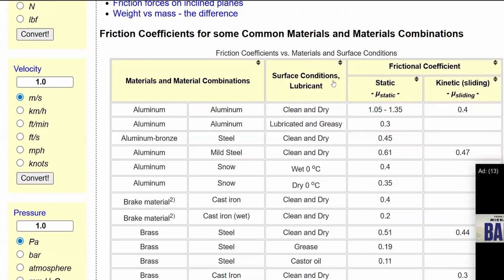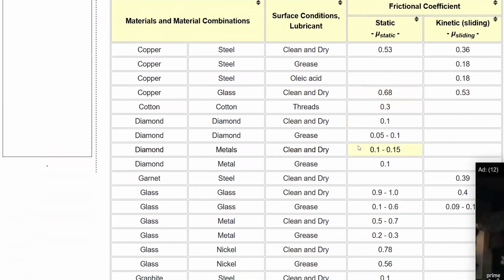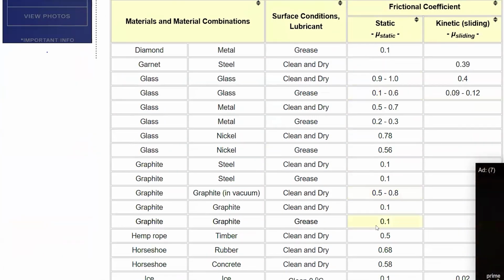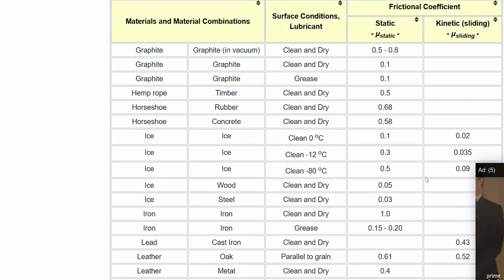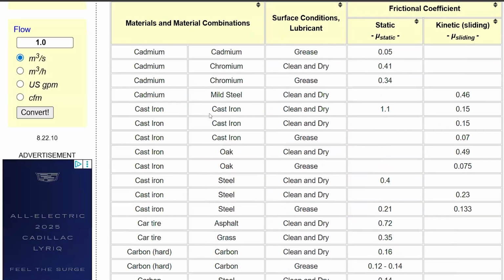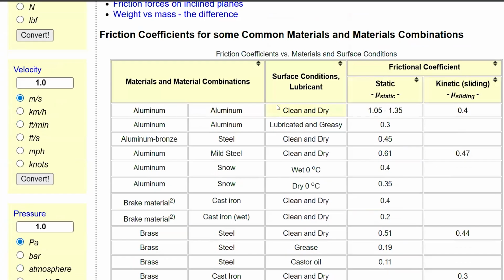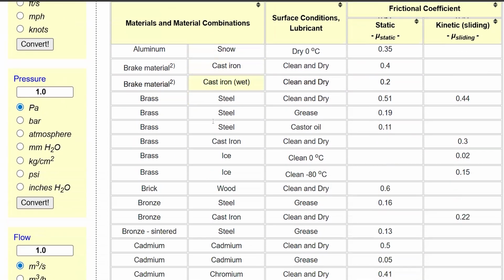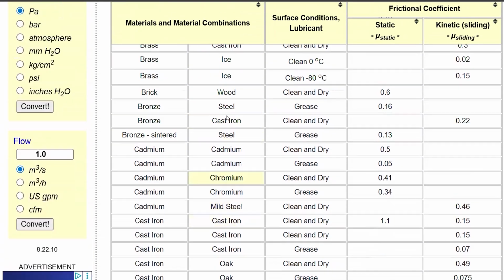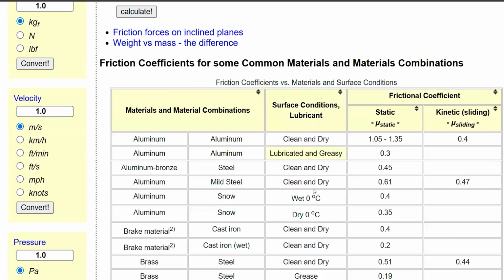But one thing we could notice about all these values, with the exception of a few of them, is they're decimals, right? They're somewhere between 0 and 1. So iron on iron. So this is material combinations. And as you might guess, there's infinite combinations. You could have aluminum sliding on aluminum or stationary if it's sitting there and you're trying to move something. You could have brick on wood, brass on ice. So all these are combinations of surfaces, and you could have different conditions, whether it's dry or greasy or whatever.